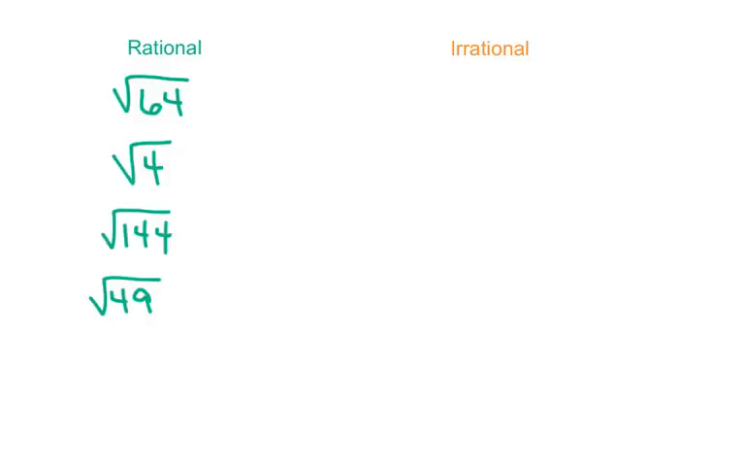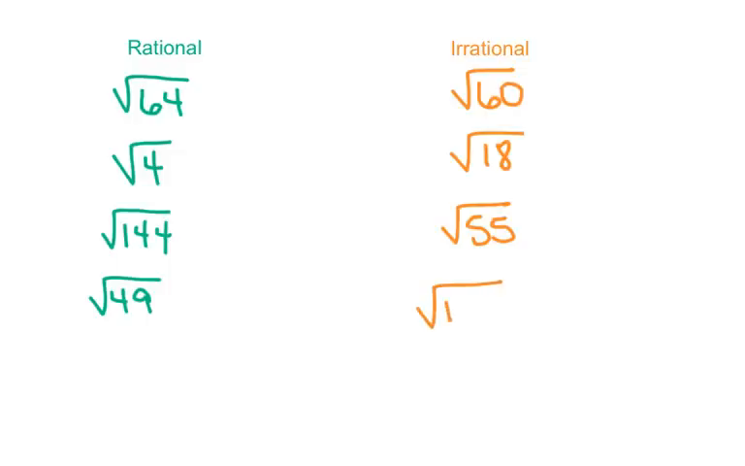If we move over to the irrational side, the square root of 60 is irrational because 60 is not a perfect square. There is not an integer that you could multiply by itself that will result in the number 60. The square root of 18 is another example of an irrational number. The square root of 55 is a third example of an irrational number. And the square root of 105 is another example of an irrational number.